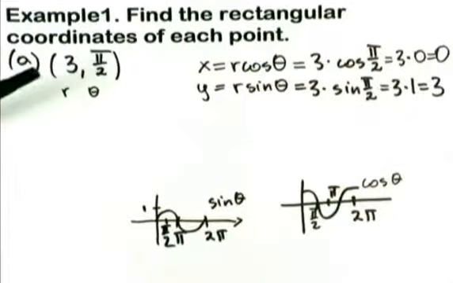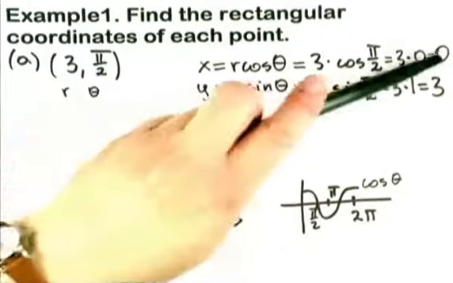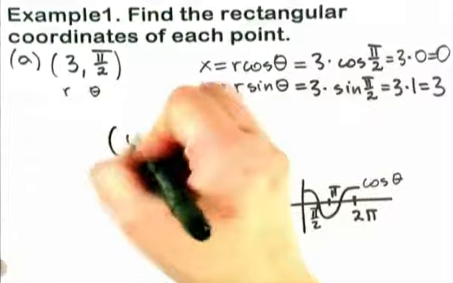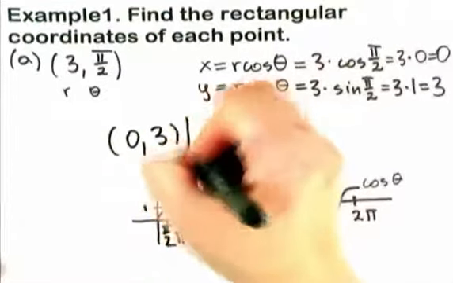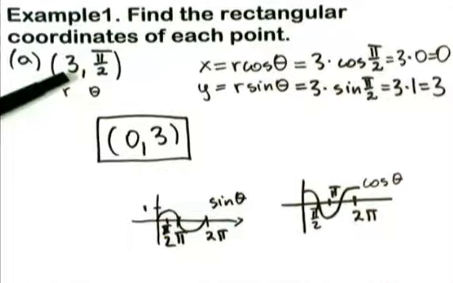So these polar coordinates correspond to the rectangular coordinates of x and y, and x is 0 and y is 3. So the rectangular coordinates that correspond to the same point are nothing else but 0 and 3.